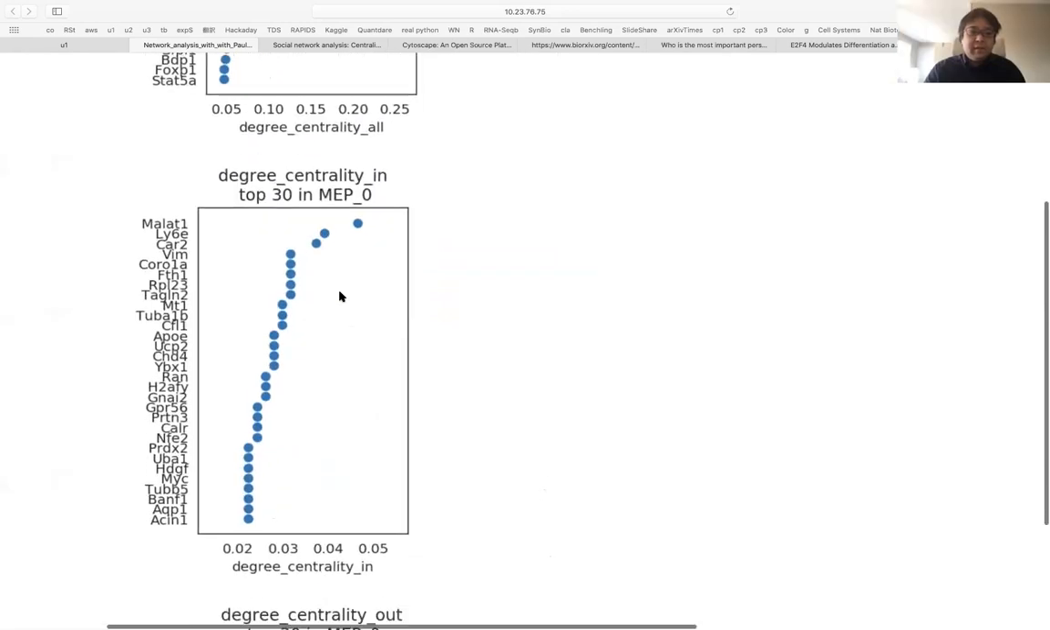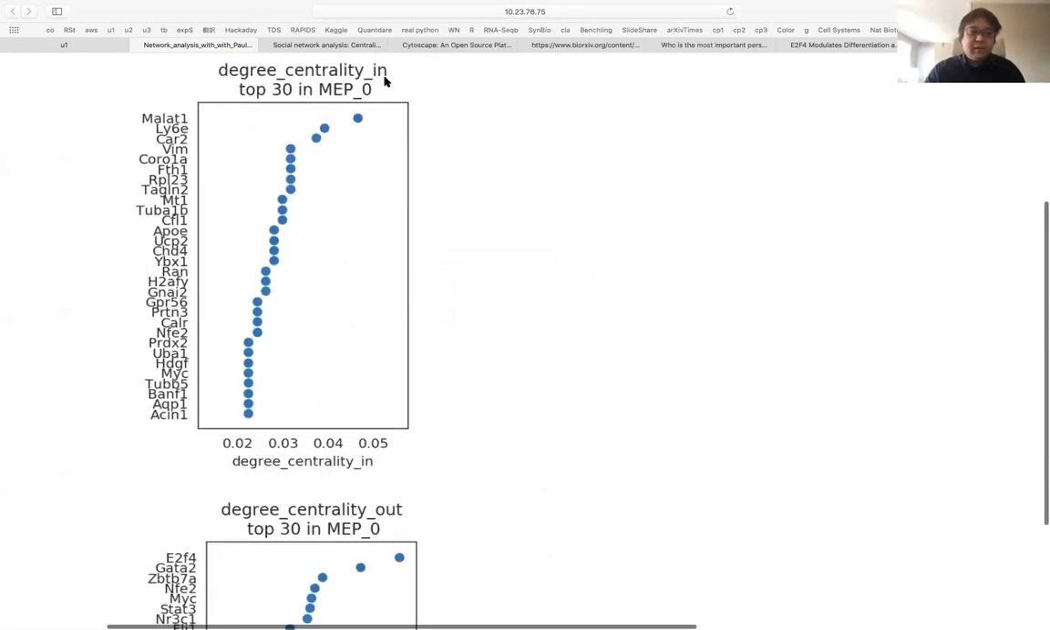Yeah, and here is the list of the degree centrality in. This gene is not, I think, a transcription factor. So this gene is connected by many transcription factors and regulated by many transcription factors. Okay.